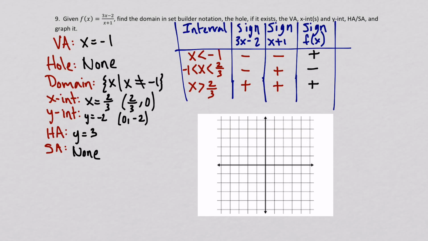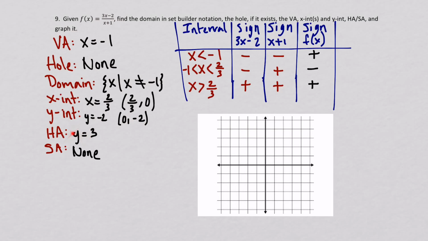Okay, so here we go. I found everything for you. The vertical asymptote is x equals -1 because of the denominator. There are no holes. The domain is all the values of x such that x does not equal -1. The x-intercept is x equals 2/3. That comes from the numerator, right? Set it equal to 0, you get 2/3. The y-intercept, plug in 0 for x, you're going to get -2, so (0, -2).